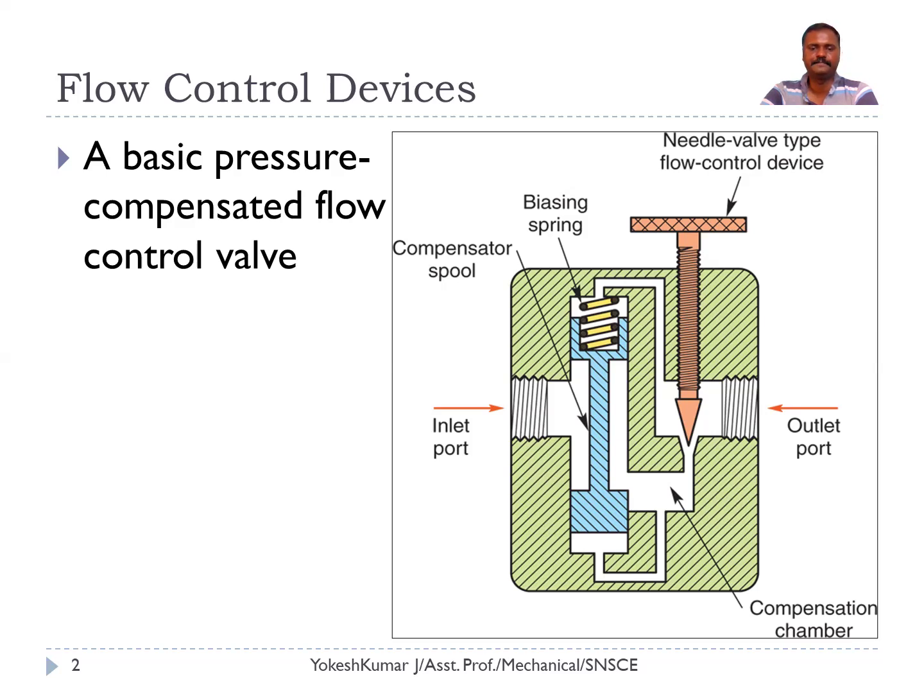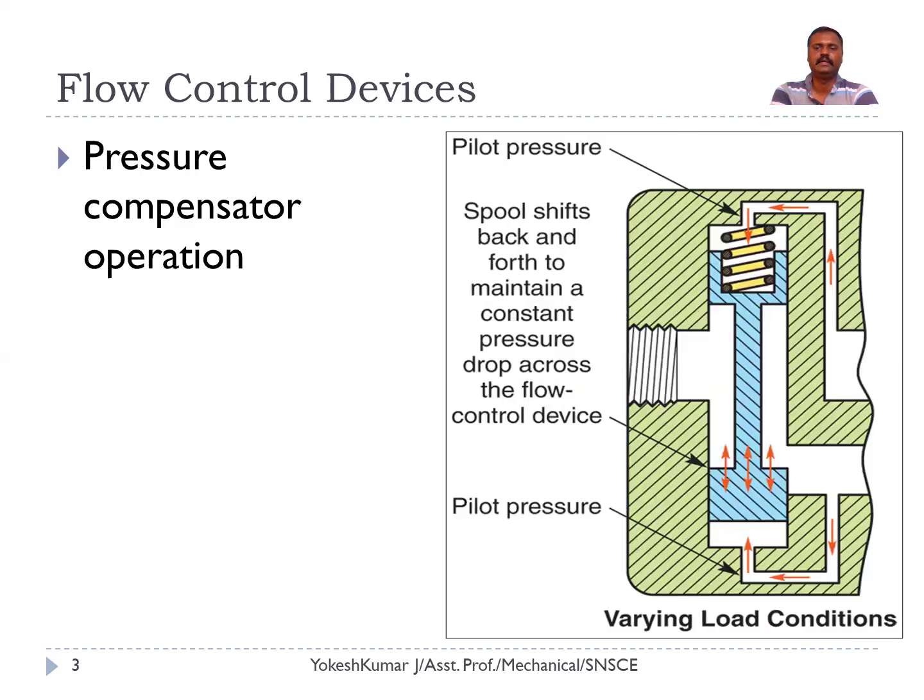Coming to the working, when we apply the fluid to the inlet of the valve, the fluid flows inside the inlet port, flows along the compensator spool, and is sent to the outlet of the valve via the needle valve. Imagine the system is fully loaded and it creates a back pressure. The back pressure is sensed by the pilot pressure opening, and the spool shifts back to its port, maintaining a constant pressure drop across the flow control device.